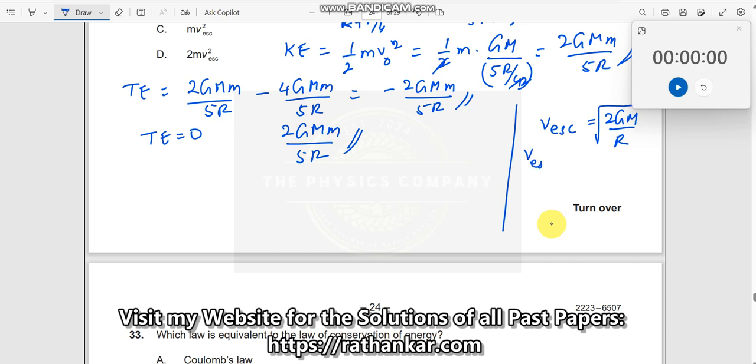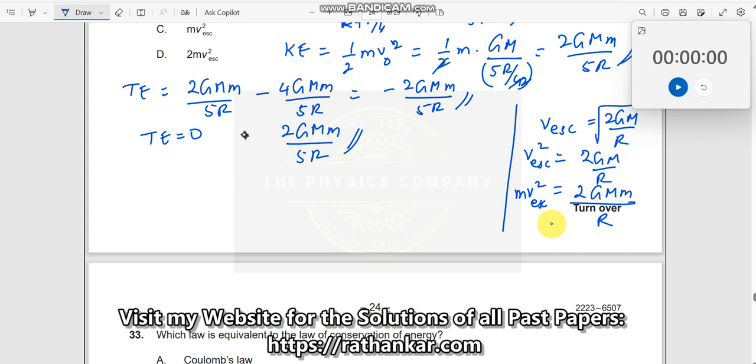So v escape square is equal to 2GM divided by R. The square root goes away. Now I have GMm by R here. What I will do is take m v escape square, because I have another m here. So I will write this as 2GMm divided by R. I get this formula.